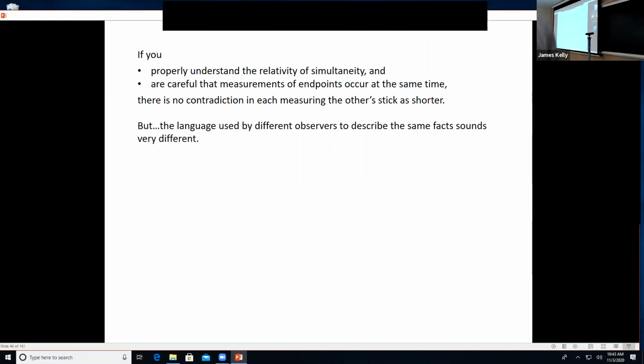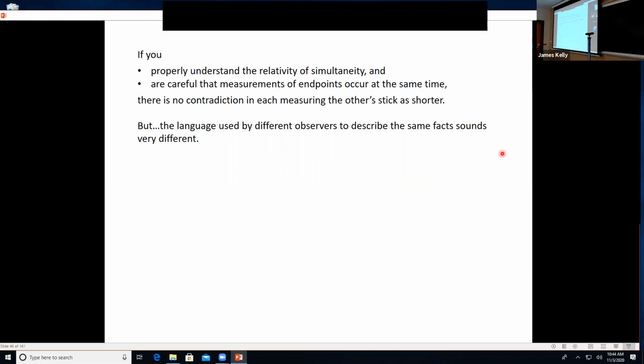If you properly understand the relativity of simultaneity and careful measurements of the endpoints occur at the same time, there's absolutely no contradiction between I see your meter stick as being short, you see mine as being short. We have to remember when you measure something that's moving, you've got to measure both ends at the same time if you want to know its length. Otherwise, you're not measuring the length. We saw that picture of the moving fish, where if you measure the front and the back at different times while it's moving, then no one would call that measuring the length.